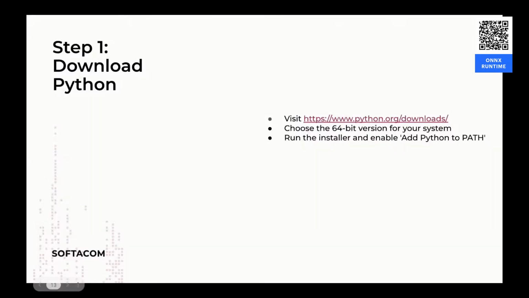Environment setup. We've already prepared an environment. To do this, you should have Python ready. Download it from the official website. You see the link on the screen. Choose the 64-bit version for your system. Run the installer and enable Add Python to Path.